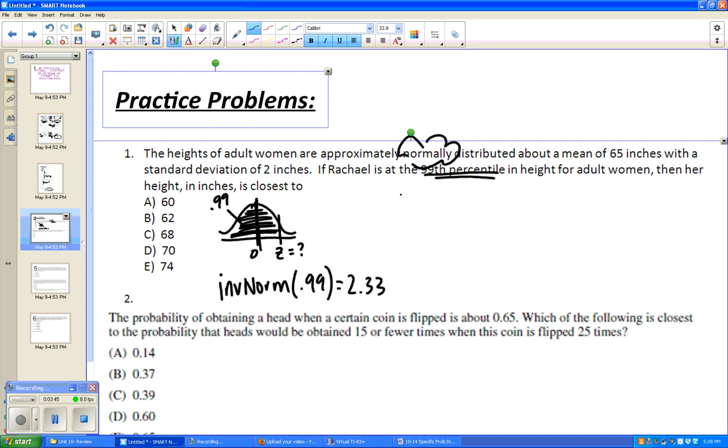So all I have is one formula here, value minus mean over standard deviation. So I know my z-score, 2.33, equals the value that I'm solving for, I don't know how tall she is, minus the mean over the standard deviation. If you cross multiply everything by 2, yada yada, you should get her height to be 69.66 inches. So she's closest to 70 inches tall.